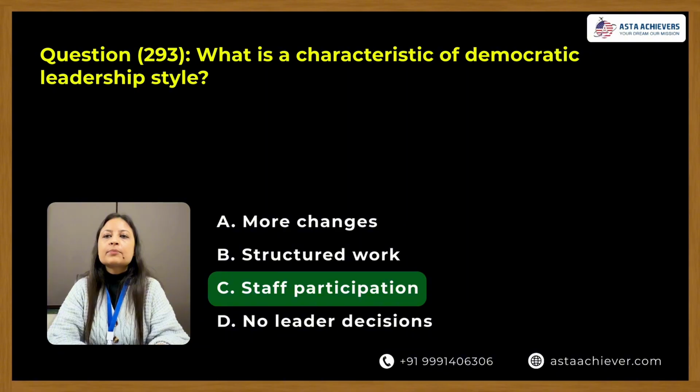swiftly. Question number 293. What is the characteristic of democratic leadership style? Option A, more changes. Option B, structured work. Option C, staff participation. And option D, no leader decision. So option C, staff participation is the correct answer, because democratic leadership style is a collaborative style where the leader involves the team member in decision making, encouraging the input, creativity with open communication.